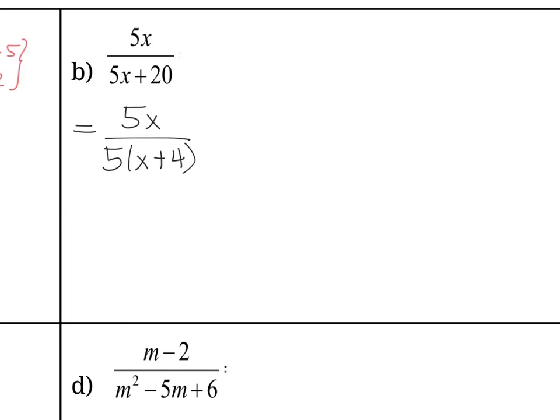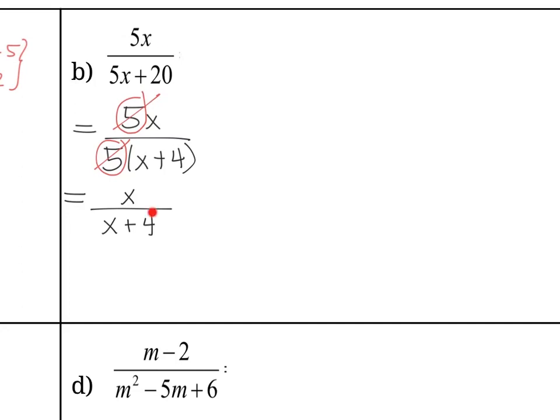Taking a look at the factors on the top, we have 5 and we have x. And then down here we have 5 and then x plus 4. So we do have a match. 5 and 5 are factors of both the numerator and the denominator, so those are going to cancel out when we divide one into the other. And we're going to be left with x over x plus 4.